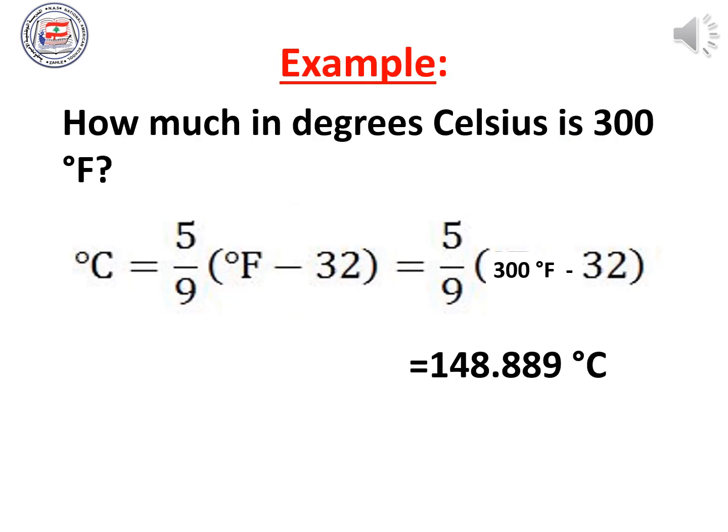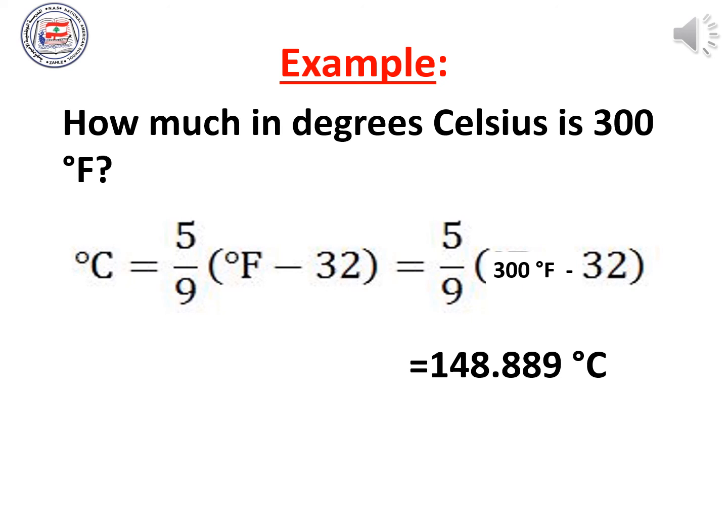Example, how much in degrees Celsius is 300 degrees Fahrenheit? So here you want to convert from Fahrenheit into Celsius degrees. So you use the equation that you see in front of you. Celsius degrees is equal to 5/9 into Fahrenheit degrees minus 32, which equals 5/9 into 300 degrees Fahrenheit minus 32, which is equal to 148.889 degrees Celsius.